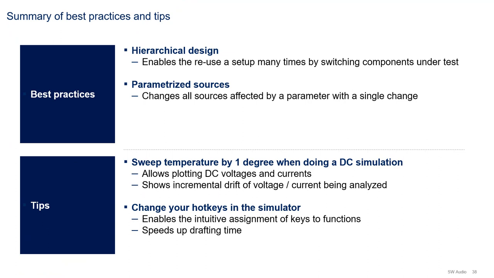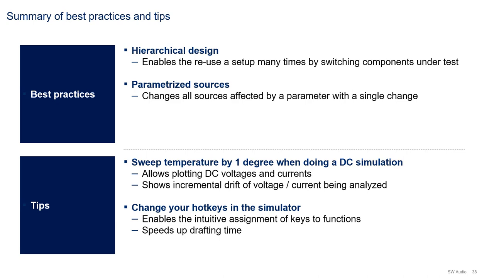Finally, I wanted to summarize the best practices and tips that we just discussed in the demonstration section of the video. First, on the best practices, always do hierarchical design. This will enable you to reuse a setup and switch different designs and components under test fairly quickly. Also, use parameterized sources, never hard code. This will allow you to make changes in a single location in the circuit that will ripple through the whole thing. Regarding tips, when doing a DC simulation, consider sweeping the temperature by 1 degree. This will allow you to plot the DC voltage and current that you're interested in, and also will show you the incremental drift of this variable.